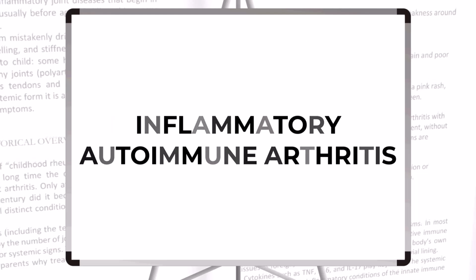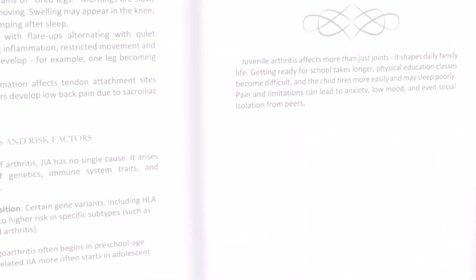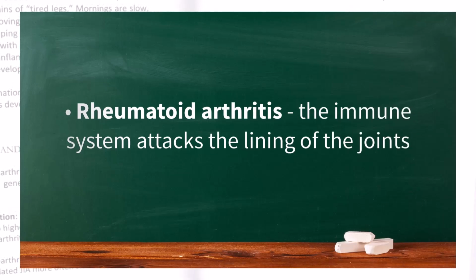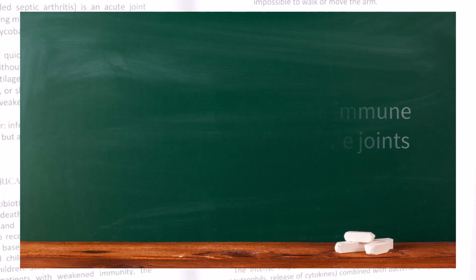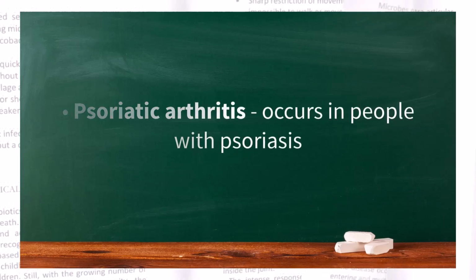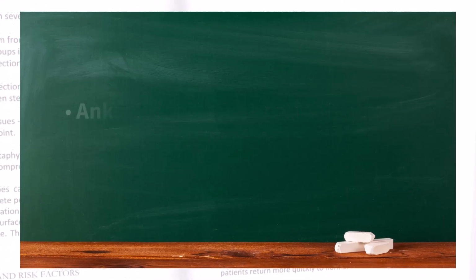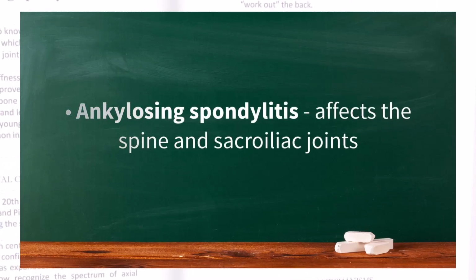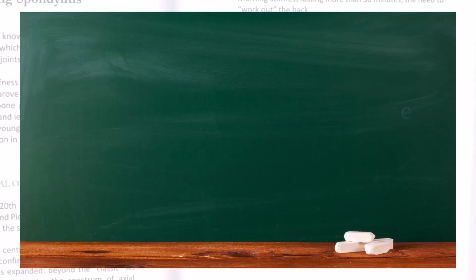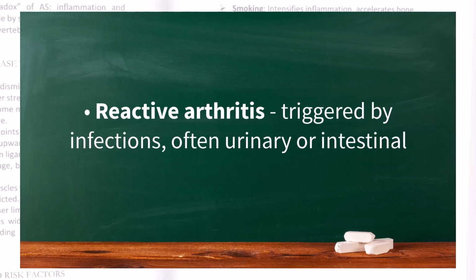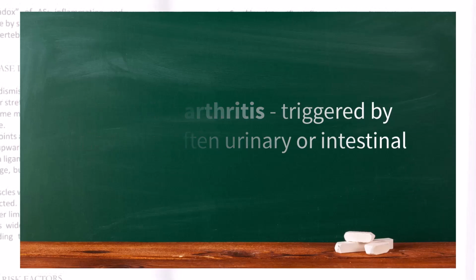Inflammatory autoimmune arthritis. Rheumatoid arthritis: the immune system attacks the lining of the joints. Psoriatic arthritis occurs in people with psoriasis. Ankylosing spondylitis affects the spine and sacroiliac joints. Reactive arthritis, triggered by infections, often urinary or intestinal.